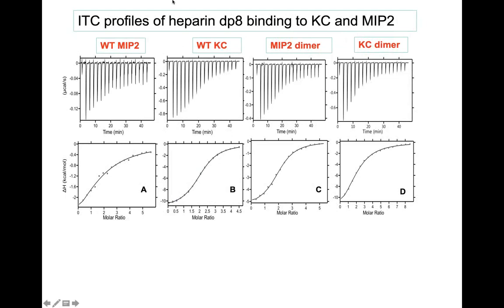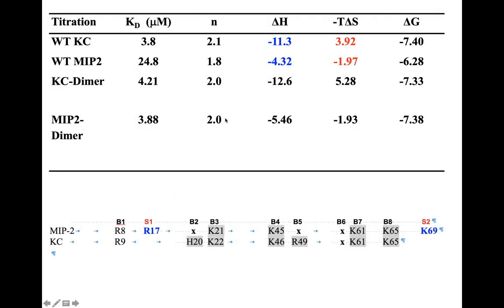So this is basically the raw data. What I'm showing here is the heat release. This is the raw data, and this is summarized. The heat release gives the stoichiometry. And when we analyze the data, these are the numbers we get. If we just focus on, for our discussion today, KC binds around 4 micromolar, MIP2 around 25 micromolar. So there's about a 6-fold difference in the binding, and the stoichiometry is give or take 2, implying 2 GAGs bind per dimer.